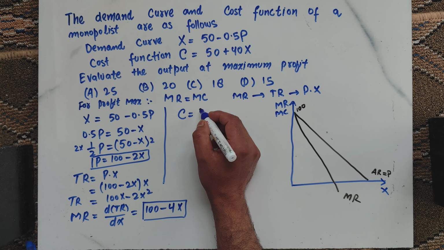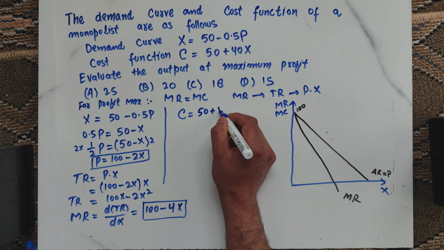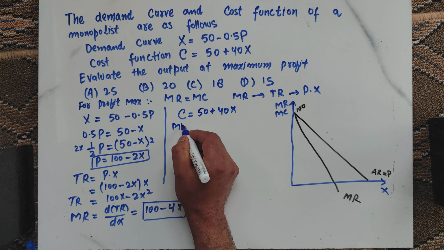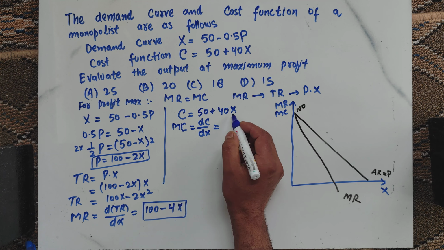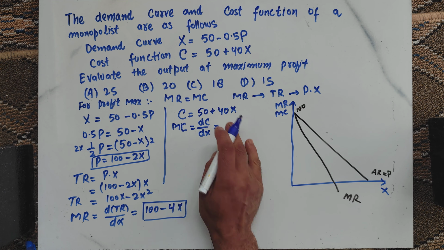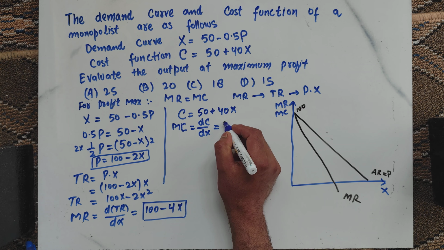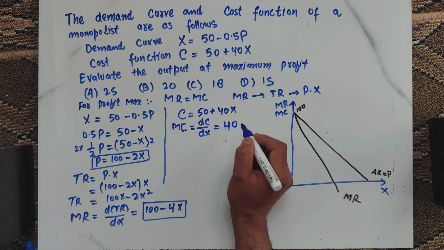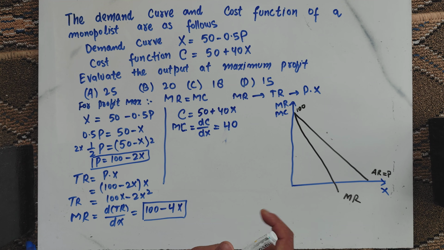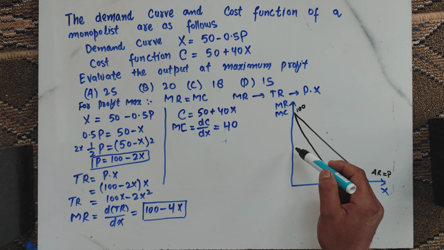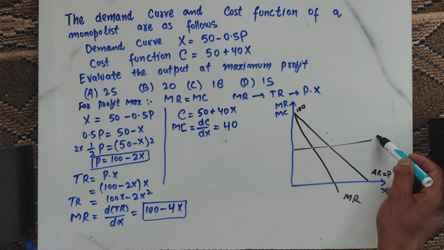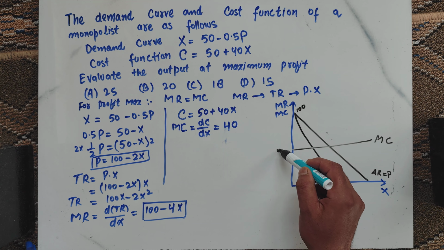Now what is the cost function? Cost is a function of output, which is 50 plus 40x. Let us find the marginal cost. Marginal cost is the change in the cost due to the change in the output. The derivative of a constant is 0, and the derivative of 40x is 40, so we have a marginal cost of 40. How do I show it on the graph? We have constant marginal cost, so let us suppose this is the marginal cost function where we have 40.